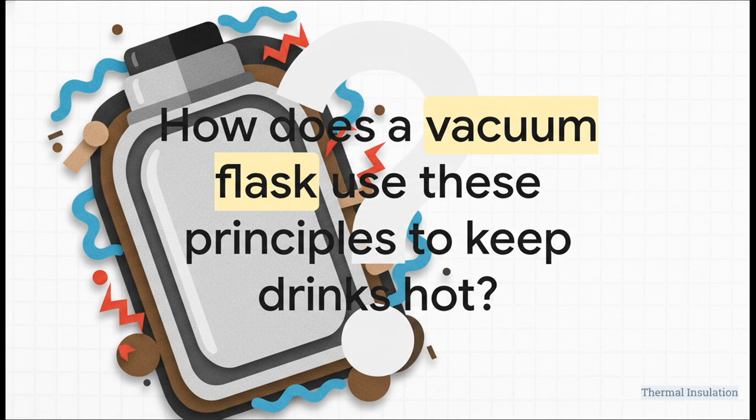A vacuum flask is an incredible insulator. Its secret is a vacuum trapped between two silvered walls. So based on everything we've talked about with conduction and convection, can you explain why that design is so amazingly good at keeping your drinks hot?